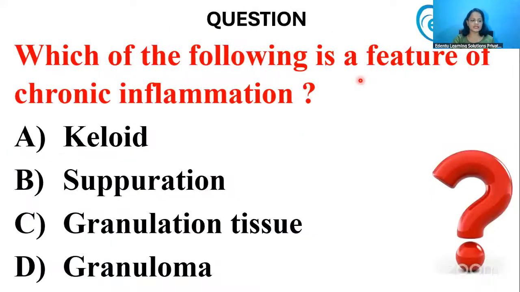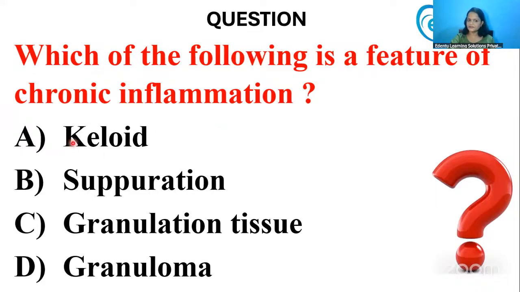Which of the following is a feature of chronic inflammation? Okay. So till now, we had discussed everything about acute inflammation, the mediators of acute inflammation, and about reactive oxygen species and the free radicals also. Now, let's move on to chronic inflammation. What is the typical feature that you see in chronic inflammation?